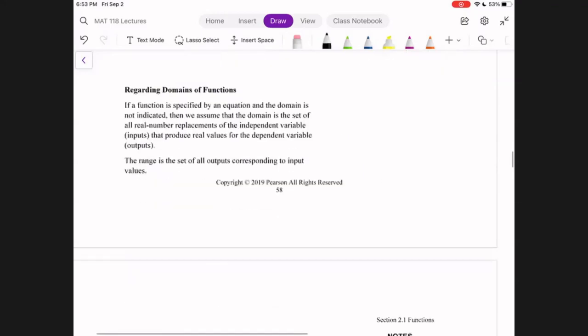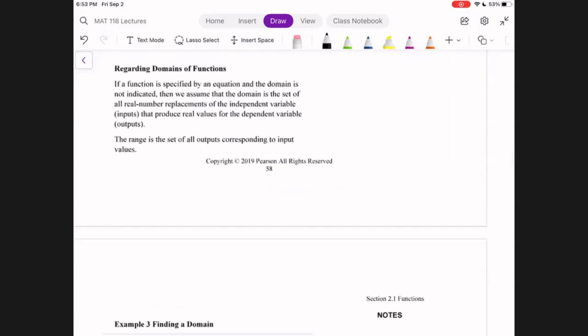Okay. So regarding domains of functions, now we're going to shift gears a little bit and talk about domains. Remember, if a function is specified by an equation and the domain is not indicated, then we assume the domain is the set of all real numbers. You can remember the independent variable are the inputs, and the dependent variable are the outputs. Remember, independent variable is usually your x's, dependent is typically your y's. And the range is the set of all the outputs.